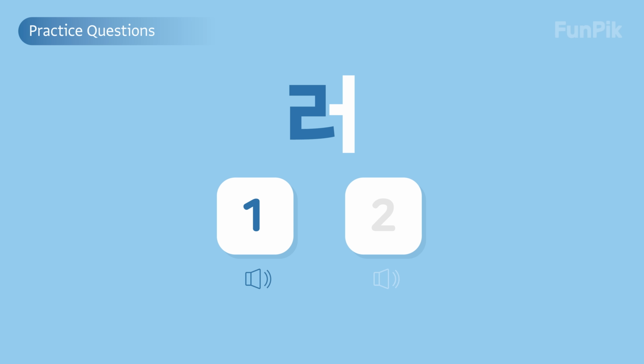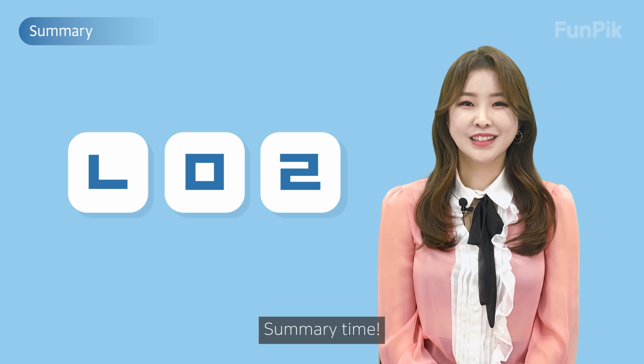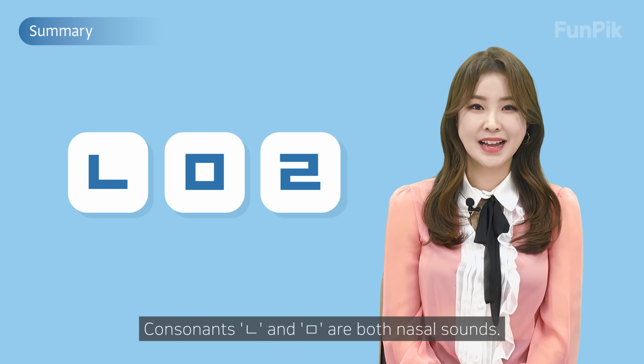Number 1. 너. Number 2. 러. Can you guess the answer? 정답은 2번. The answer is number 2. 러. 잘했습니다. Summary time.